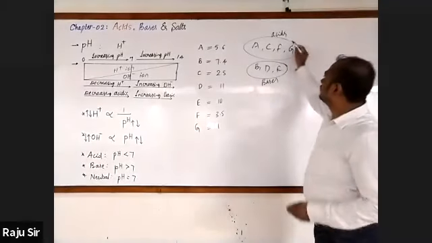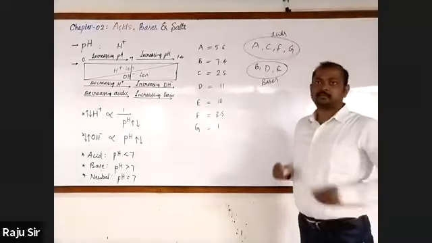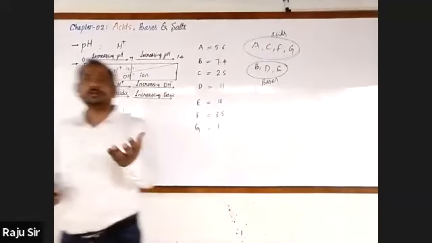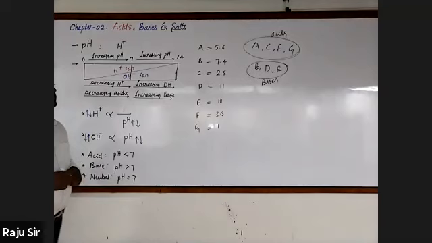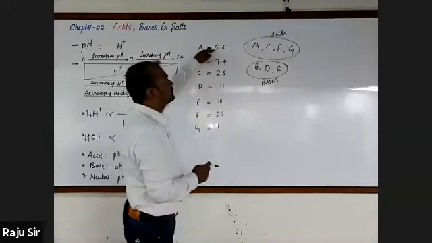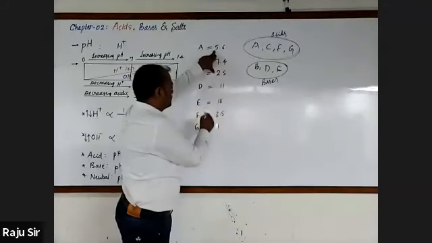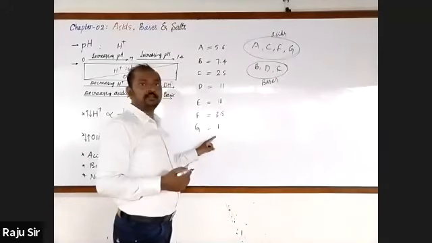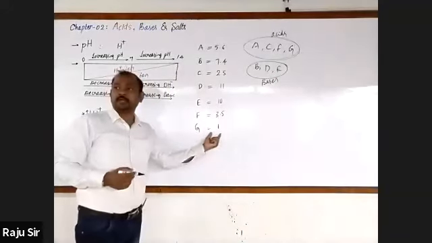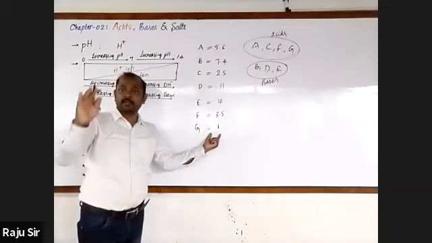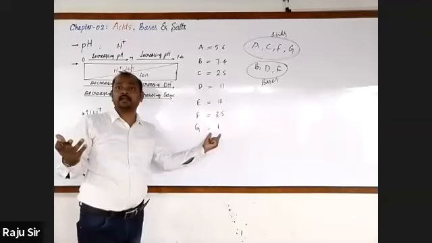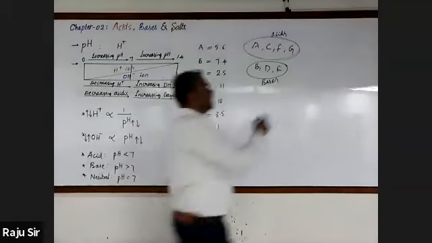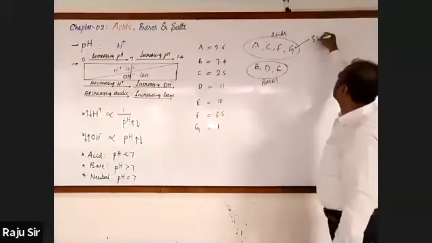Followed? Now come across the acids. A, C, F and G are acids. Among these, which is strong acid? A is 5.6, C is 2.5, F is 3.5, G is 1. Which is strong acid? G, sir, because its pH value is 1, the lowest, so hydrogen ion concentration is maximum. So we can say that G is strong acid.